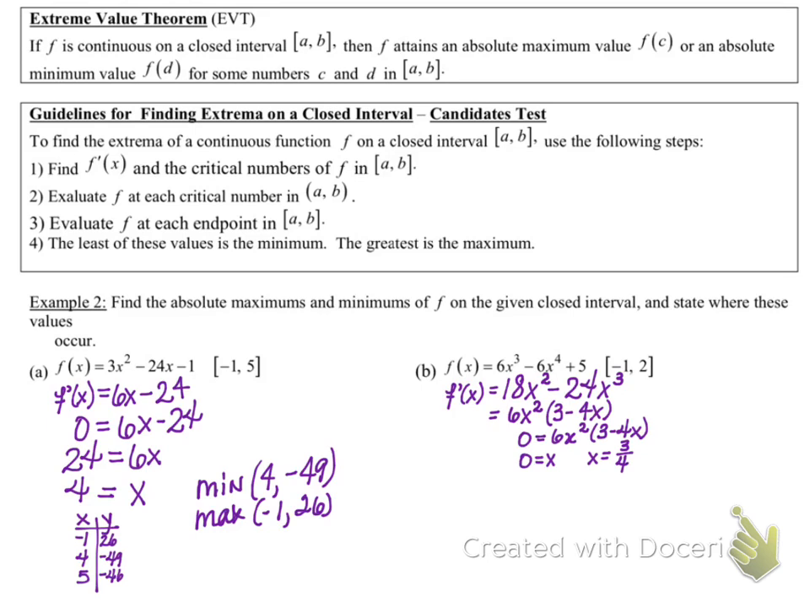So now we're going to put these into our calculators and figure out what happens on the endpoints and on each of the critical values. And when we put them into our calculator, we see that our largest value occurs, or our maximum occurs, when x equals 3/4, and our minimum occurs when x equals 2.